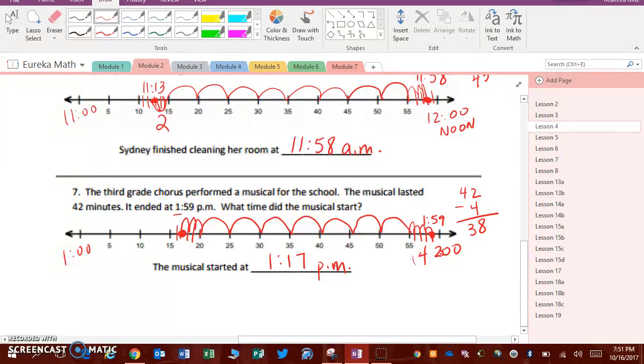Okay, so this lesson is all about solving word problems using your number line and a clock. Go ahead and start your homework. Have fun.